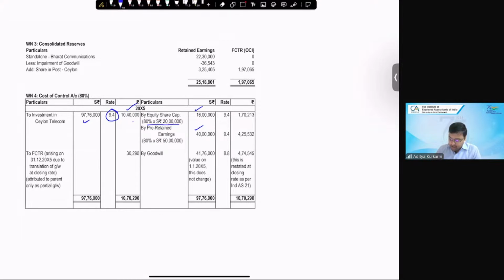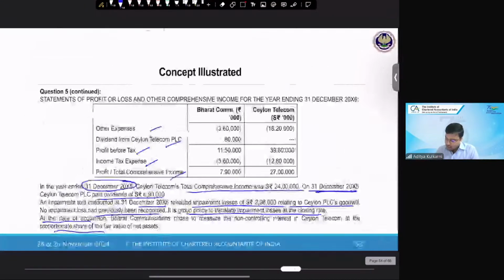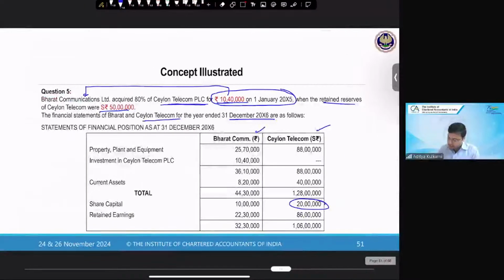Equity share capital 16 lakhs. That is 80% of 20 lakhs. What is 20 lakhs? 20 lakhs is my share capital. Have you understood this? Yes, sir. Jeannie, did you follow? Monica, did you? Yes, sir. Hemant, did you follow? Yes. All right. Shabbir, I hope you followed.